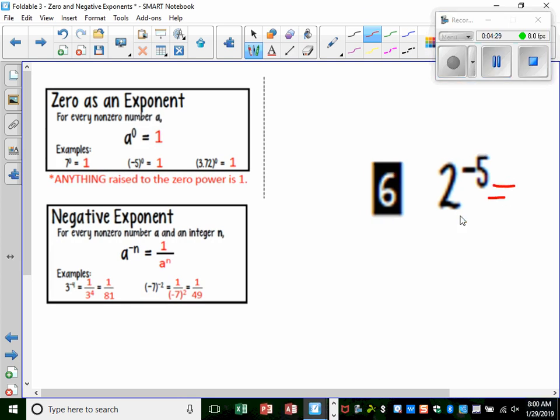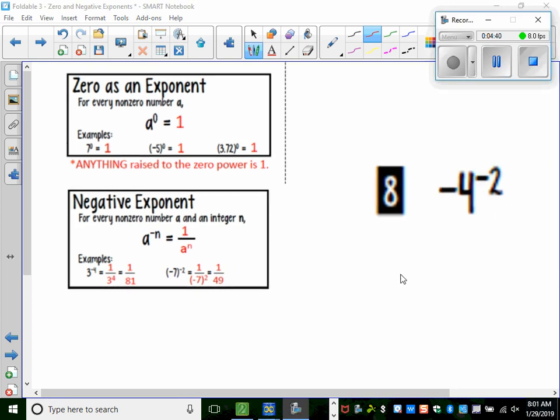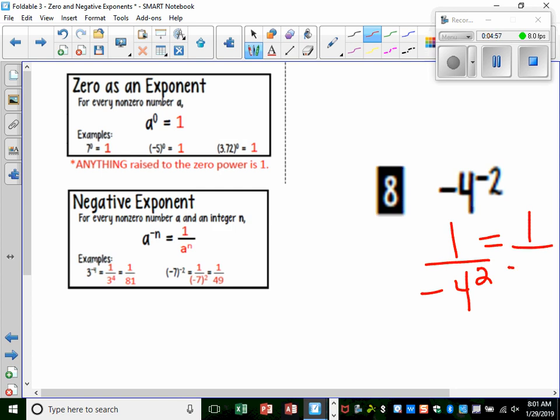So this one will be 1 over 2 to the 5th. And that equals 32. All right. This one, 1 over negative 4 to the second. So you're only raising the 4 to the second power, not the negative. So that's going to be 1 over negative 16.